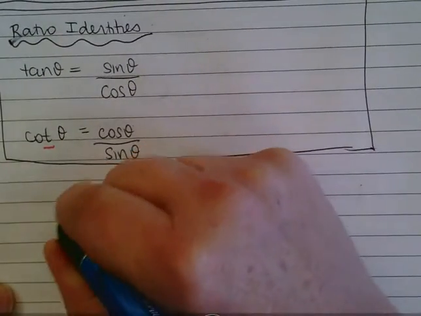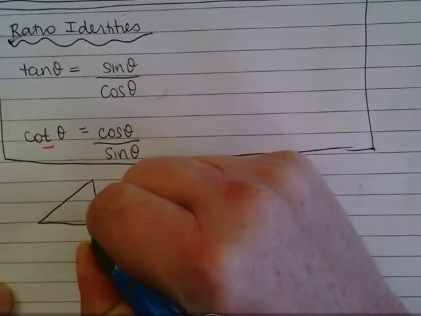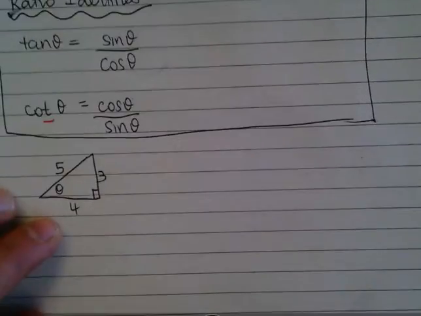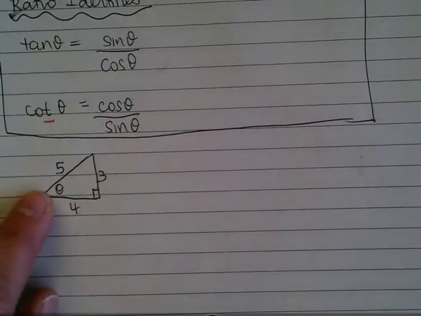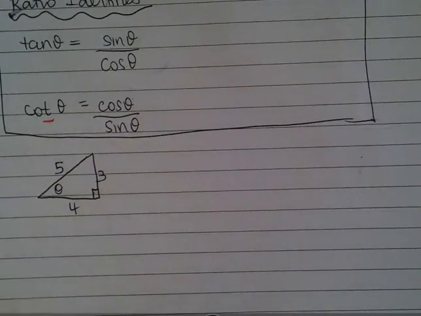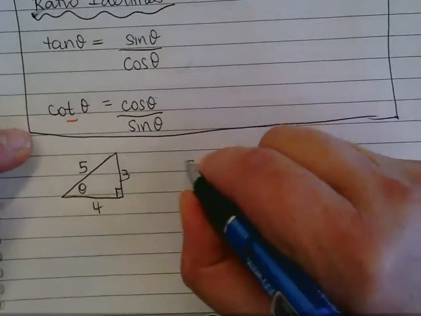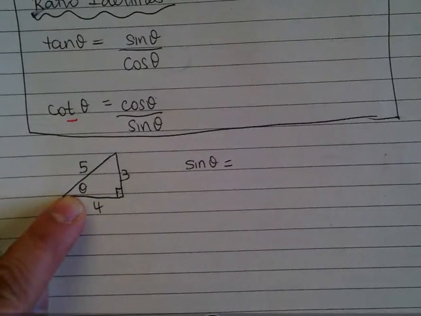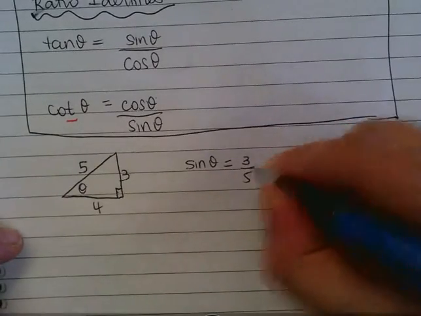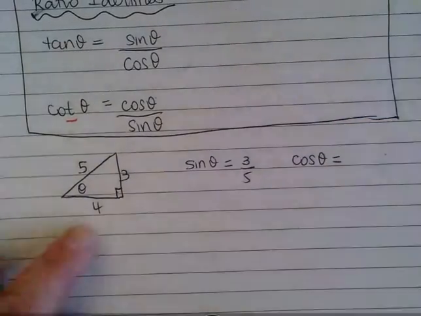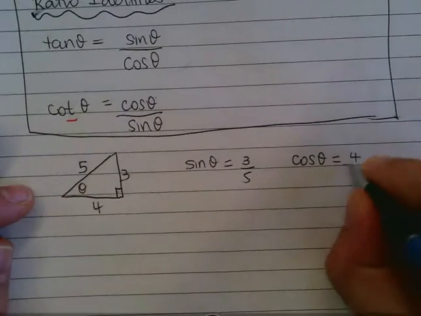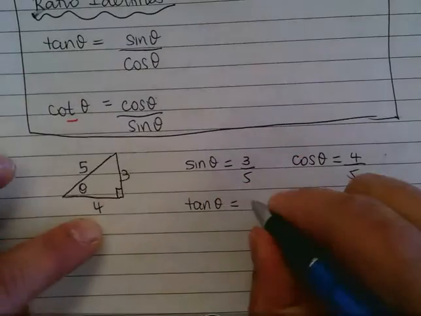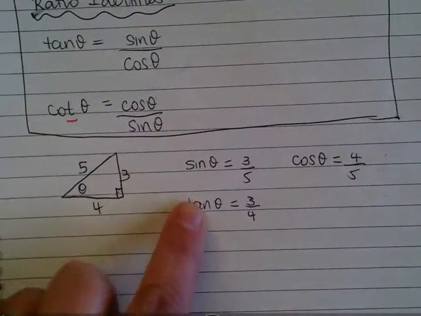So let's say, I'm just going to use a Pythagorean triad to make it nice and easy. Let's say I've got theta there, and this right angle triangle with a Pythagorean triad 3, 4, 5. What does sine theta equal? What's sine theta in this triangle? 3 over 5. Good. In this triangle, what does cos theta equal? 4 over 5. And what does tan theta equal? 3 on 4.